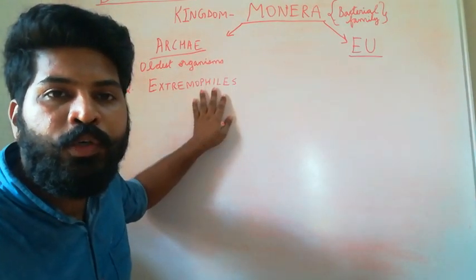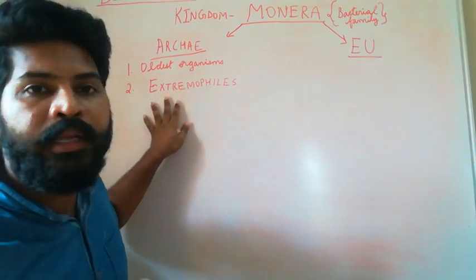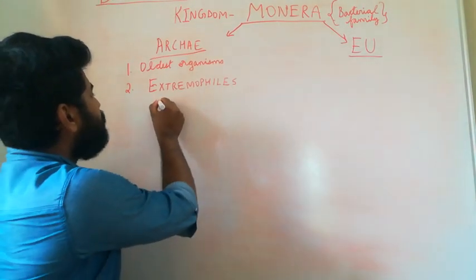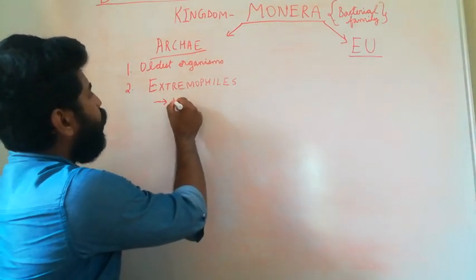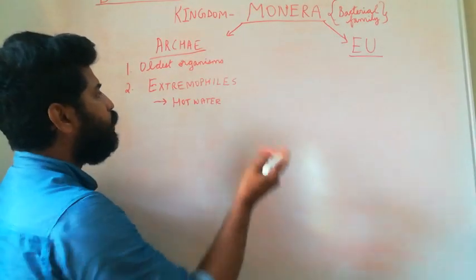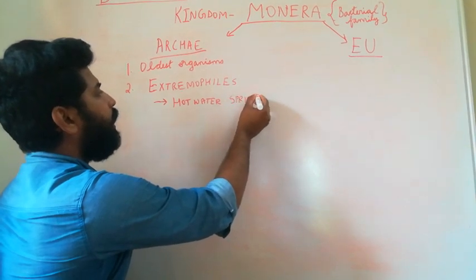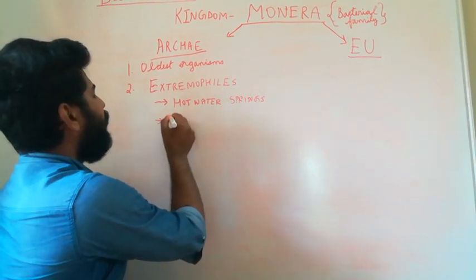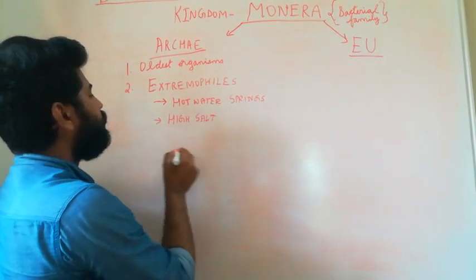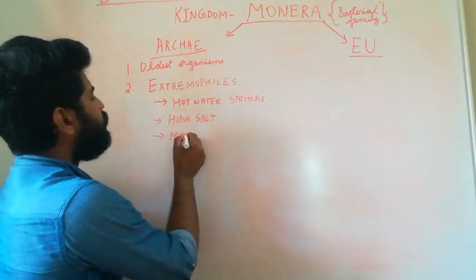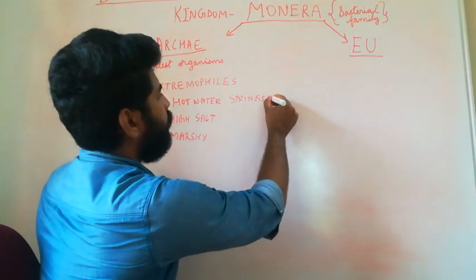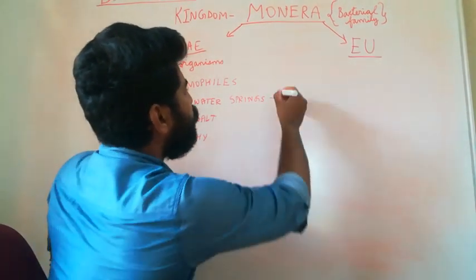Phile means to love, extreme conditions. So these are organisms that are found in extreme conditions, such as in hot water springs where normally other organisms do not survive. They are found there, and in high salt content areas and in marshy conditions. So these are your thermoacidophiles.